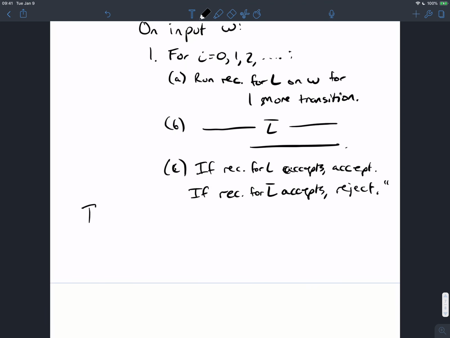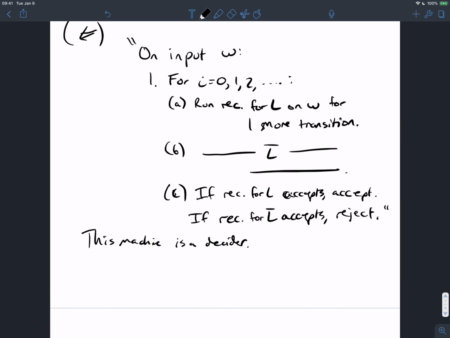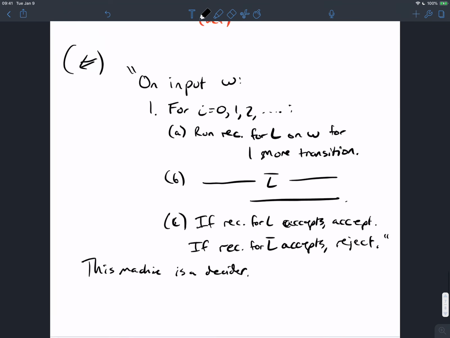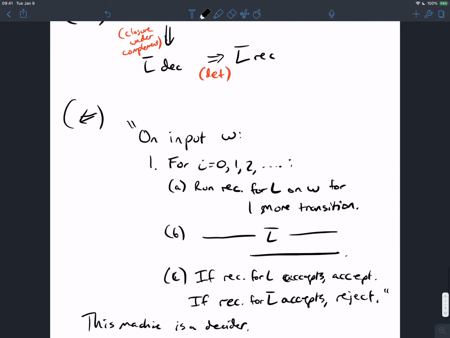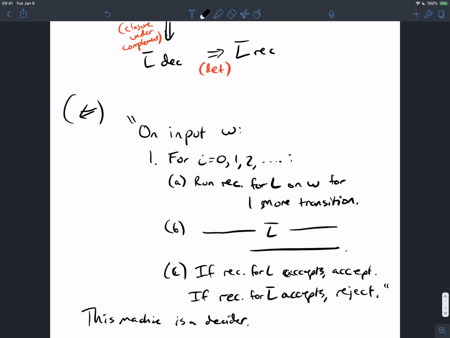So we know this machine is a decider. Pretty cool. So let's just recap. For the first part, we just applied the definition and that result of closure under complement. And then for here, we just applied our idea of parallel, but we needed to be a little bit careful for the L bar case. But because we're working with L and L bar, we could actually decide the language, because one of them will eventually say yes, which is pretty cool.